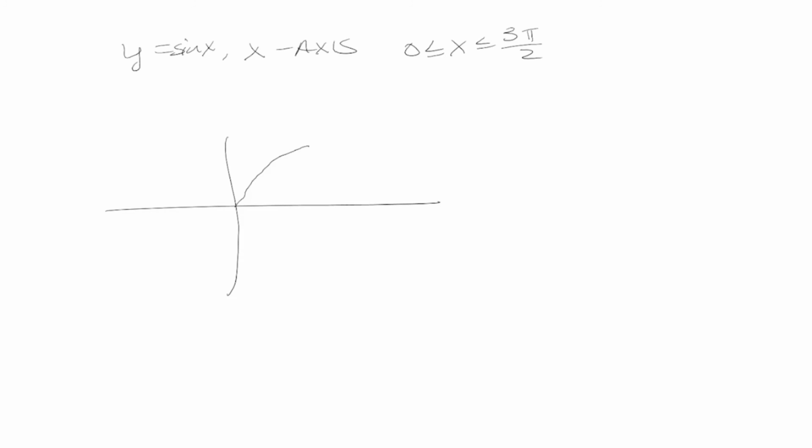Okay. Finally, we have the region y equals sine of x and the x-axis from 0 to 3 pi over 2. For that, it's just going to look like this. This is pi. This is 3 pi over 2. So we're looking at this area right here. So we're going to break it up.